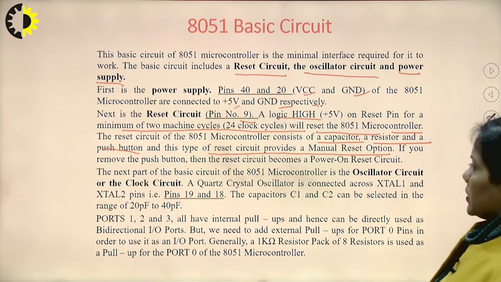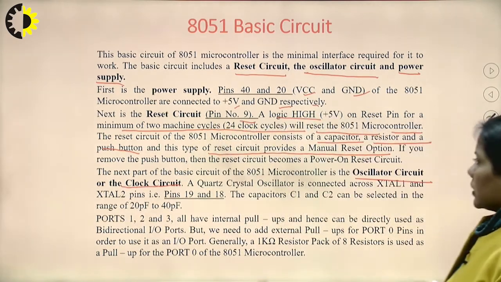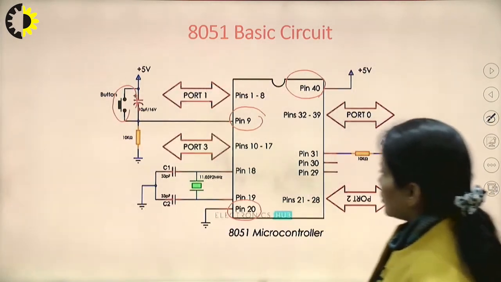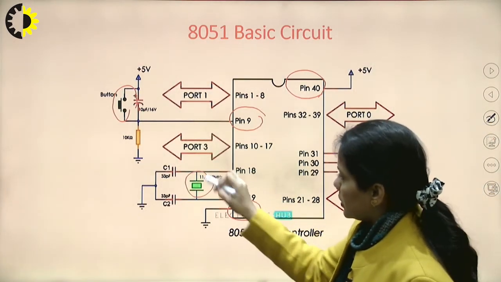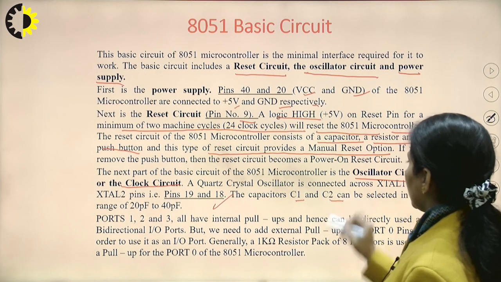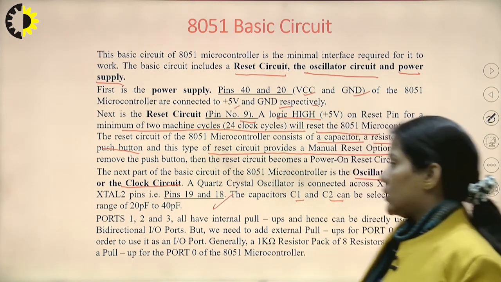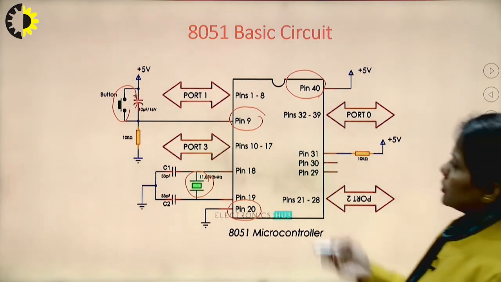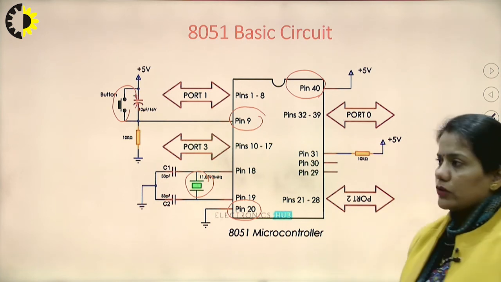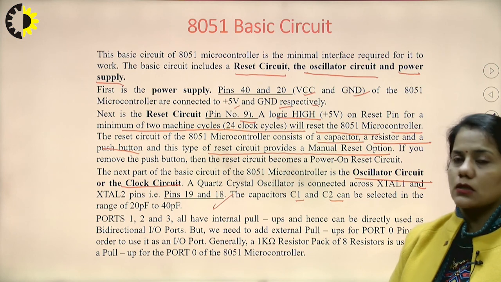The next part of the basic circuit is the oscillator circuit, or the clock circuit. The quartz crystal oscillator is connected across XTAL1 and XTAL2 pins, that is pin numbers 18 and 19, as shown in the figure. Here the crystal oscillator is connected, which gives the frequency to our system. Capacitors C1 and C2 can be selected in the range of 20 picofarads to 40 picofarads. And the next important part is the ports, port 0, 1, 2 and 3. I have already discussed these ports and their functions. So all these features make up the basic circuit of the 8051.